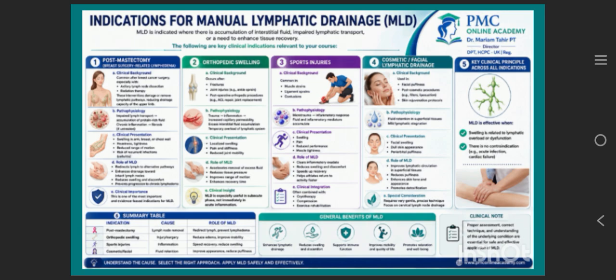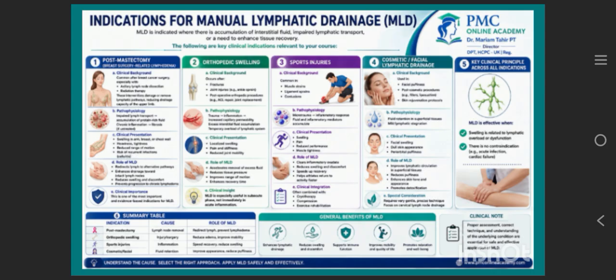So our next topic is indications for manual lymphatic drainage. Okay, MLD is indicated where there is accumulation of interstitial fluid, impaired lymphatic transport, or a need to enhance tissue recovery. Okay, the following are key clinical indications relevant to your course. You should listen carefully, okay?